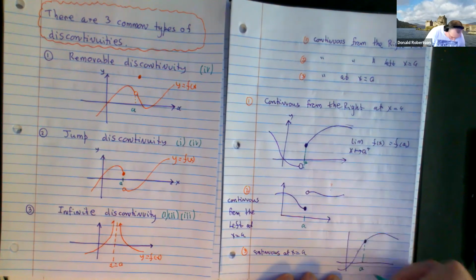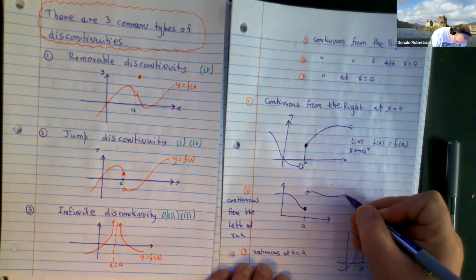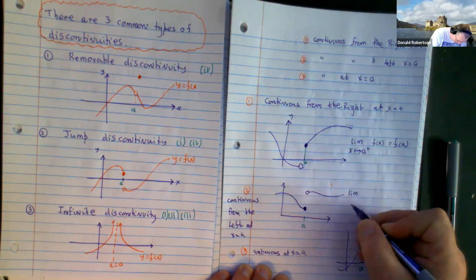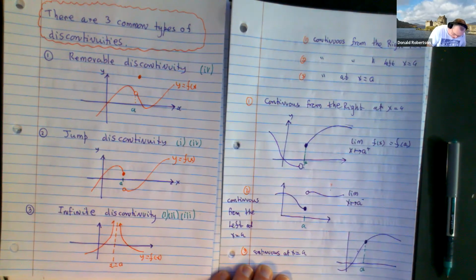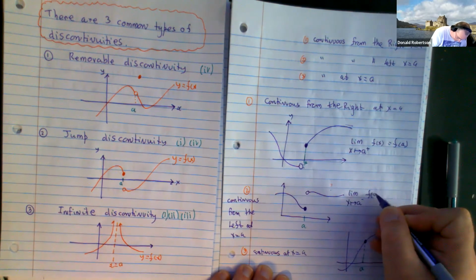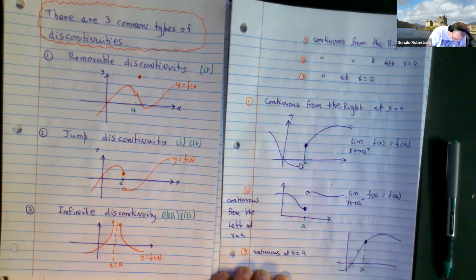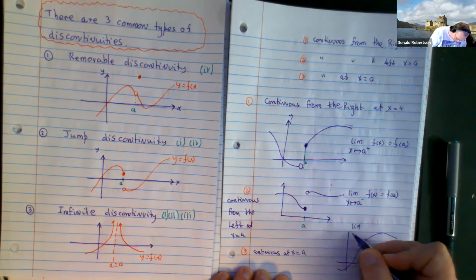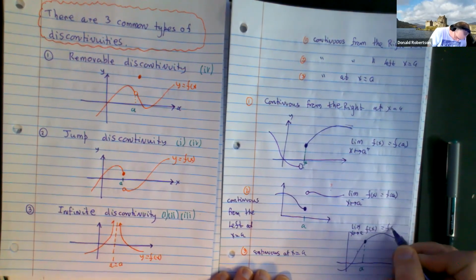Can you see how continuous at a basically means it's just part of the curve, isn't it? There's nothing special. The left and the right branch meet at the same place. So mathematically, a left continuous would have this property: the limit as x tends to a minus, which we call the left limit, is the value of the function at a. And an overall continuous, which is this one, would just be the overall limit of f of x equals f of a.